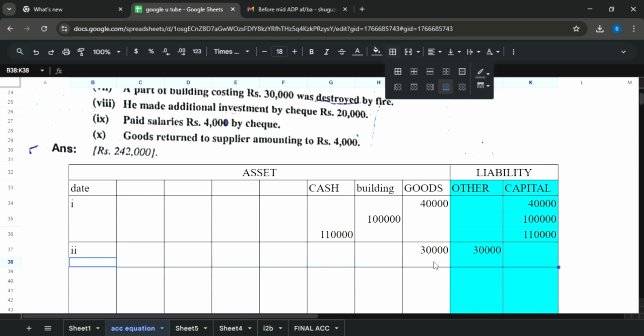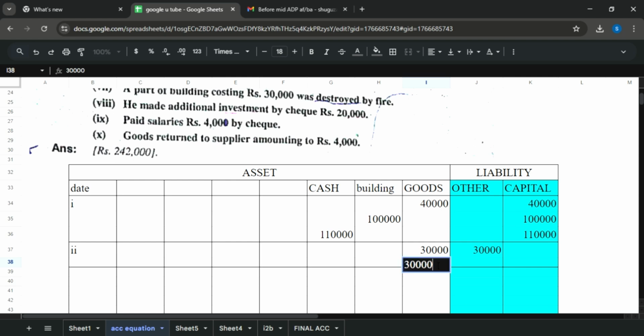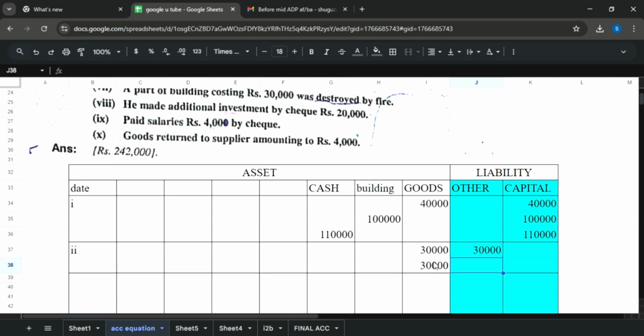So better to write in the second line. So I'm going to put 30,000 over here and 30,000 over here. These are not needed now. We have deleted them. Two entries are completed. Once again, I'm telling you, in the first entry, goods, building and cash had come as capital. In the second entry, we have purchased goods. Goods are increasing, but the amount was not paid, so it is our liability.